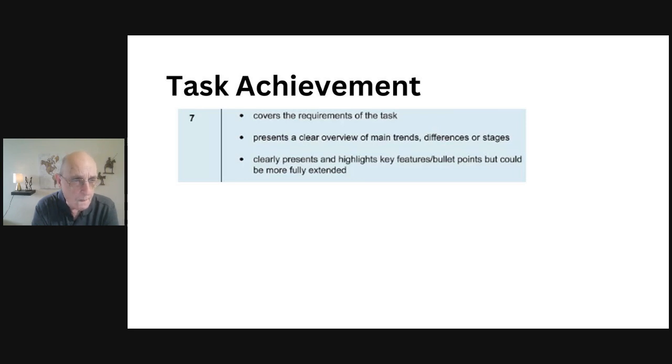But for general writing and for writing your letter, you clearly present and highlight key features, the bullet points that you're given, but you want to extend them and you want to add more details. Again, they have to be relevant, but you want to be able to extend and elaborate on the bullet points that you're given. And for Band 7, there may be things that you could do better, but you want to make sure that you meet these minimum requirements.